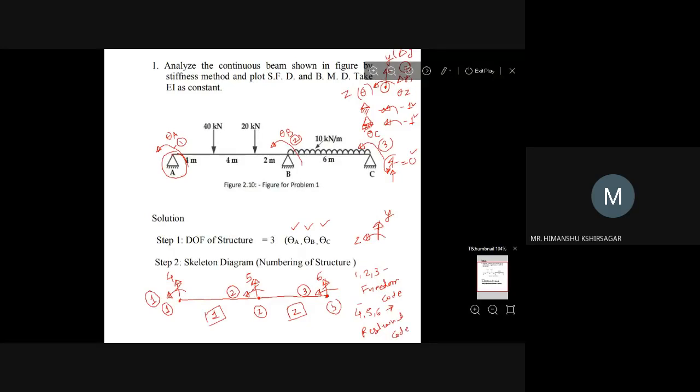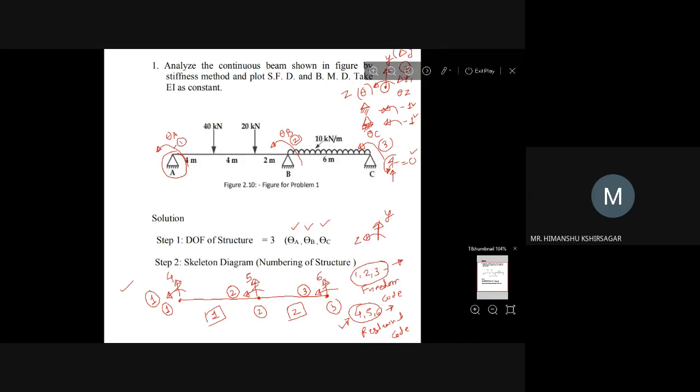Along these codes, you will get the values of support reaction in Y direction, and along 1 2 3 you will get the values of the joint displacement, which can be theta 1, theta 2, theta 3, or it may be theta A, theta B or theta C. Where displacement is possible, you first assign that code and then the remaining codes. I think you have understood how to plot a skeleton diagram.